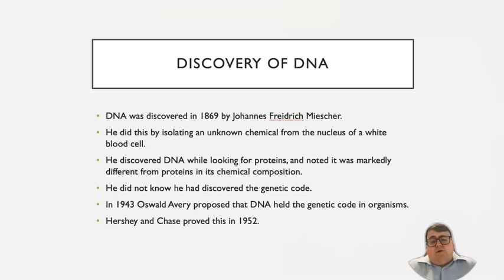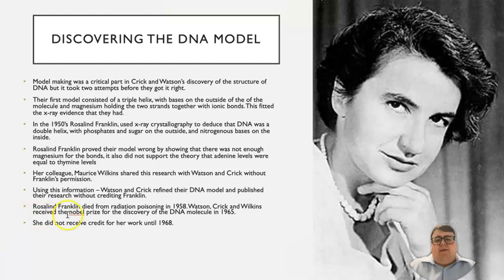It wasn't until 1943 that a scientist called Oswald Avery proposed that DNA was actually the genetic code in organisms, and that was then proved in 1952 by Hershey and Chase. So we're looking at 80, 90 years later, after discovering DNA, discovering what it's actually made up of, and what its actual role in the body is. Then we're talking about the actual structure of DNA, and this was really competitive. Everyone wanted to be the first to describe what the structure of DNA was, and how it was used as this hereditary material.